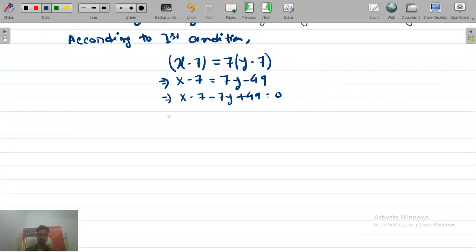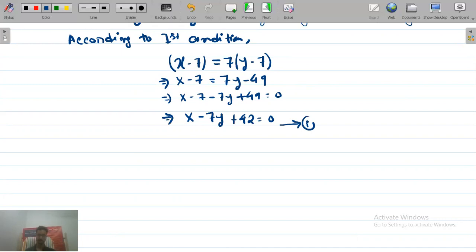Okay, now see, it will be x minus 7y, then it will be how much? It will be x minus 7y, then 49 minus 7, so it will be 42, equal to 0. Yes, so this is your equation number 1. So from here, this is your equation number 1.